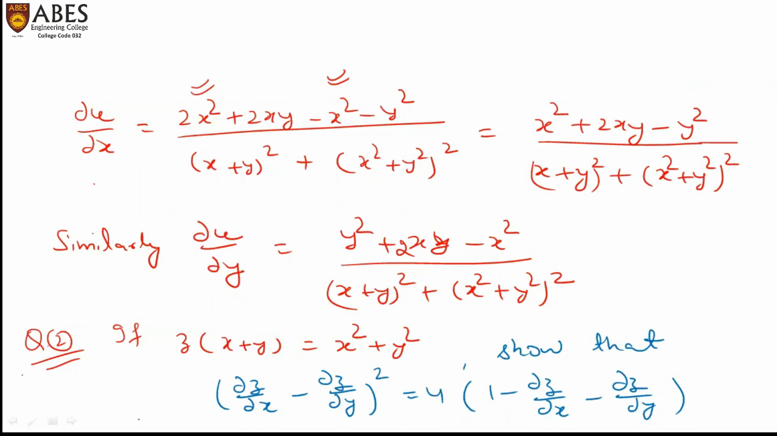So let us solve one more problem. If z into x plus y equals x square plus y square, then show that (del z upon del x minus del z upon del y) whole square will be equal to 4 into (1 minus del z upon del x minus del z upon del y).